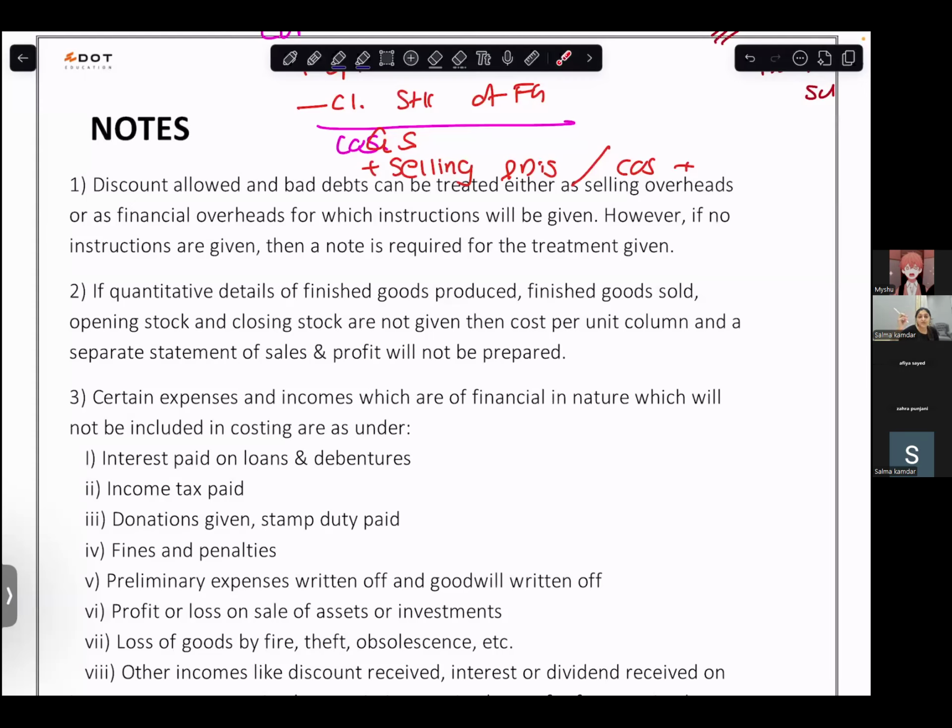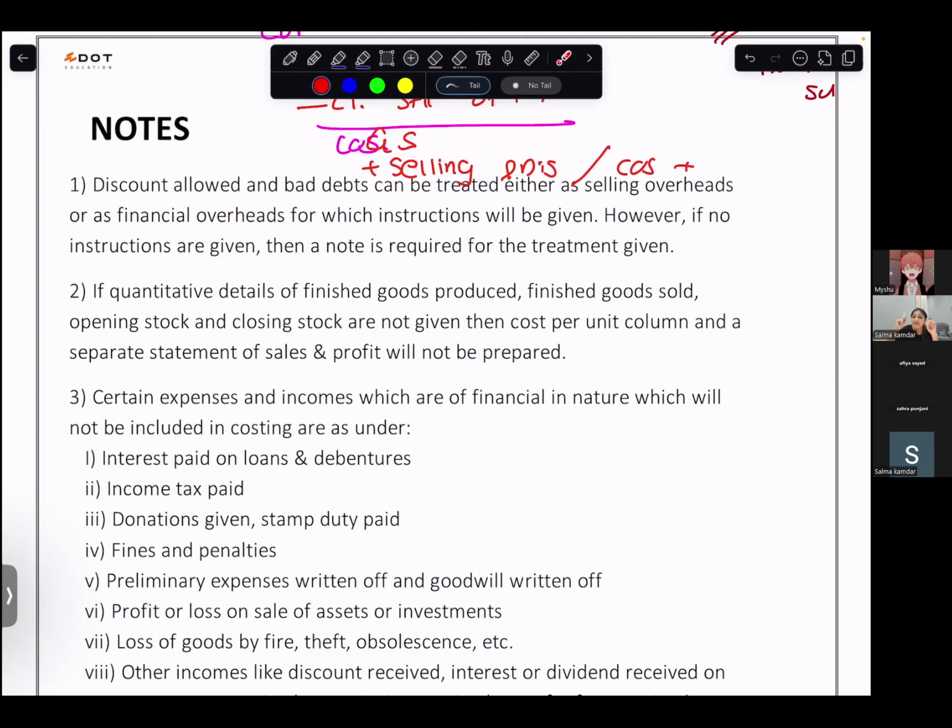So there are certain notes. There is discount allowed and bad debts. These are controversy items, okay? Discount allowed and bad debts can be treated as selling and distribution overheads, which is a part of your cost sheet. Or it can be treated as financial overhead, which comes in your profit and loss account. So it can be anything, okay?